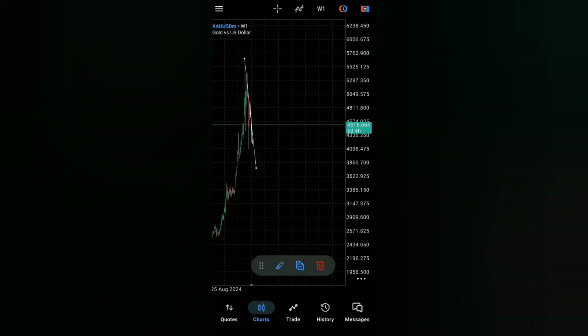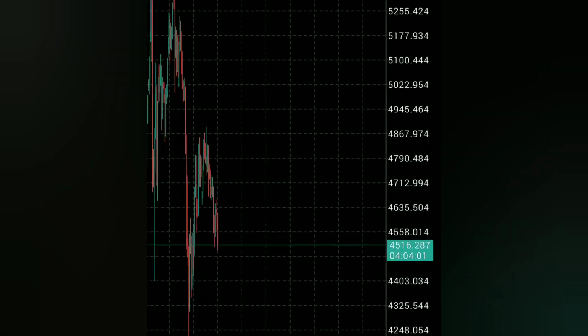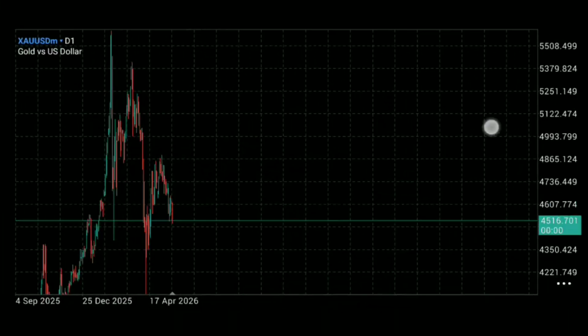I like the way gold formed. So you can use this strategy on any pair. Let's cancel it and do it again. So let's start from daily time frame. Are you seeing daily? Just turn it upside down now. We start from daily time frame.